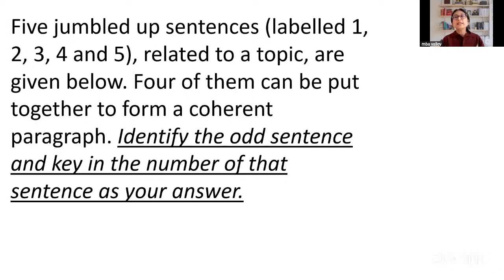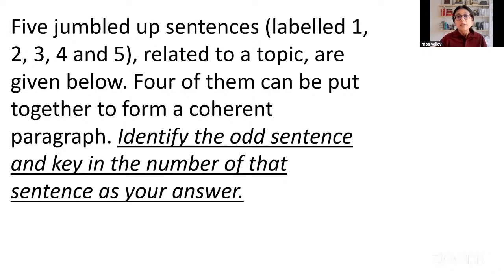student who is appearing for the CAT exam for the first time. Remember that if you're appearing for the exam for the first time, this is a TITA question, which is typed in the answer. One good part is there is no negative marking with the TITA question. Number 2, please remember the moment you read 4 of them can be put together to form a coherent paragraph.